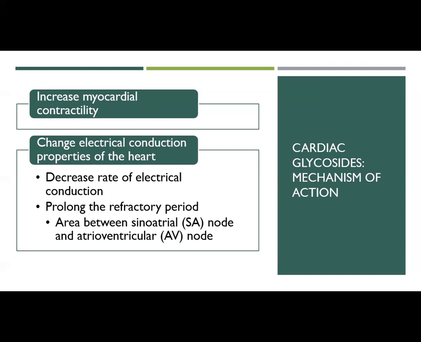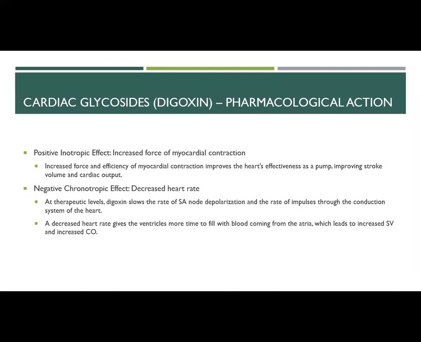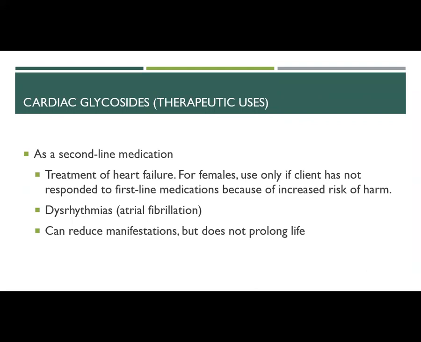So, mechanism of action: they increase myocardial contractility and change the electrical conduction properties of the heart. With digoxin, that's one of the first ones I'm going to be talking about. It has a positive inotropic effect, so increased force of myocardial contraction, and a negative chronotropic effect, so decreased heart rate. It's a second-line medication for heart failure, used only if the client has not responded to first-line medications, just because of the increased risk of harm and dysrhythmias. It can reduce manifestations, but not prolong life.